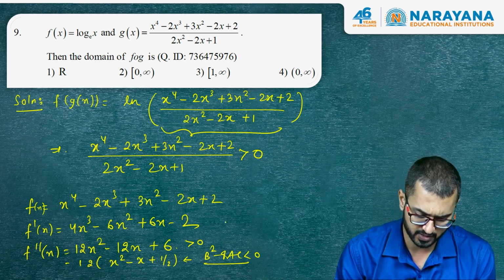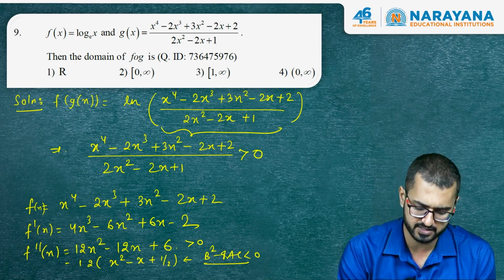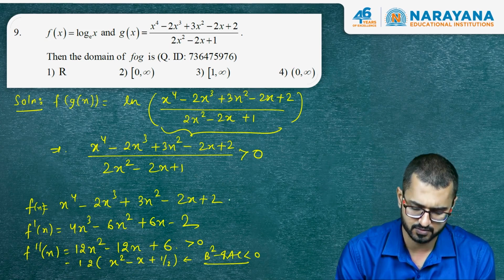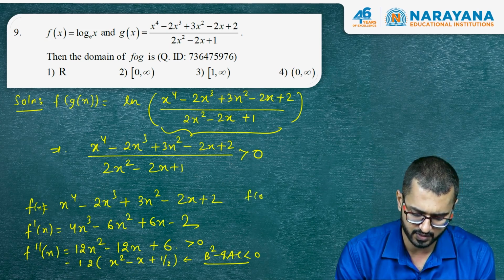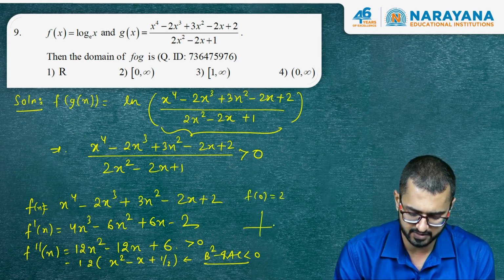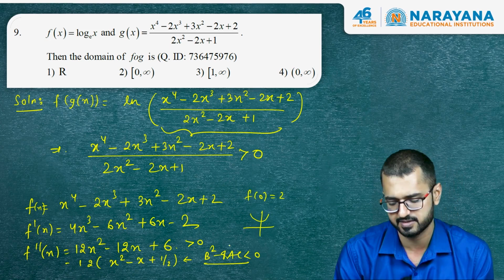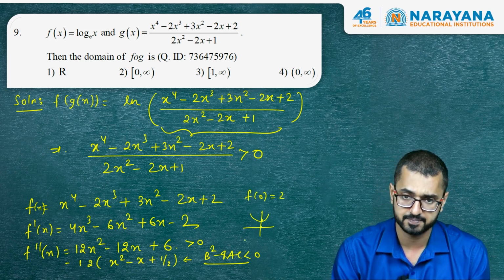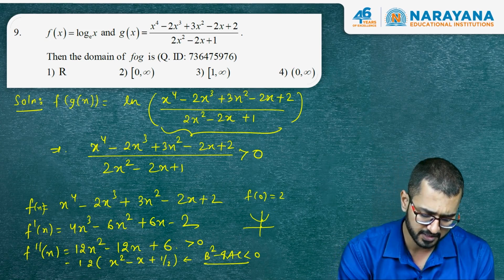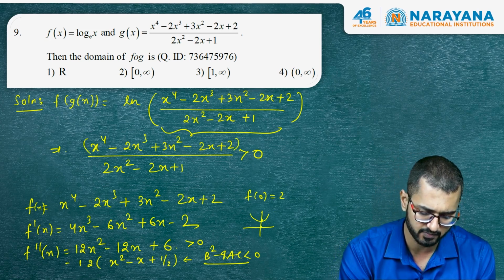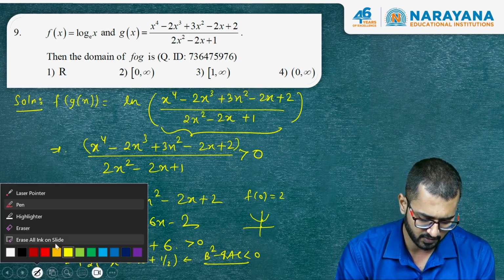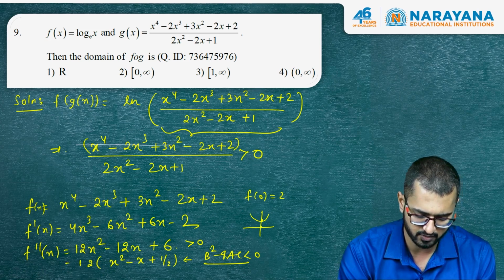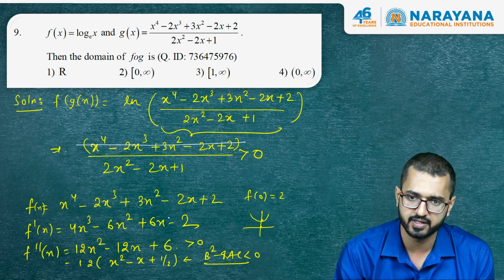If my function is concave up, I just have to see what happens at 0, because the power is 4. So I can find out f of 0 gives me 2. That means my function will always lie above the x axis, because at 0 we are getting 2 and the rest is concave up, so it should go like this. That means I don't have to worry about this, it is always positive. So this is now out of our league, so we'll just remove it, because that's true for every real number.